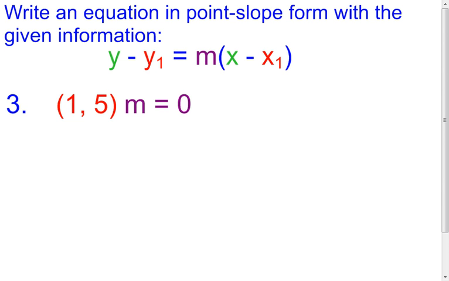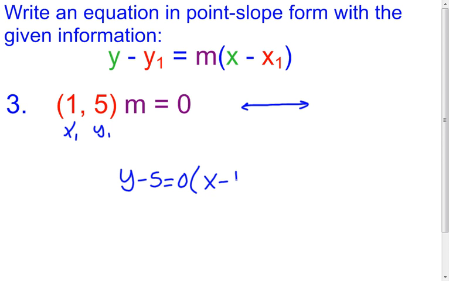All right, when you have a slope of 0, remember, there are special kinds of lines. Slopes of 0 are a horizontal line. And remember, your y is going to be held constant. So watch what happens here. This is your x1, this is your y1. When I plug these in, I have y minus 5 equals 0 times x minus x1, which is 1.